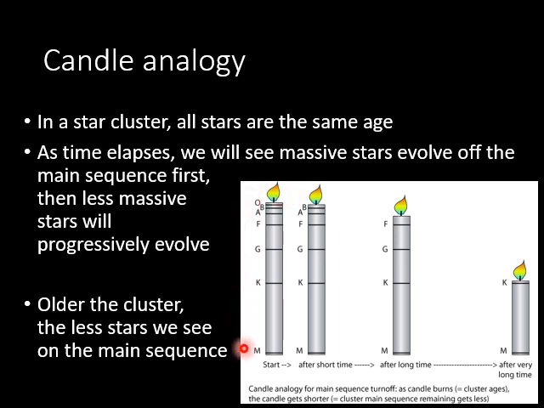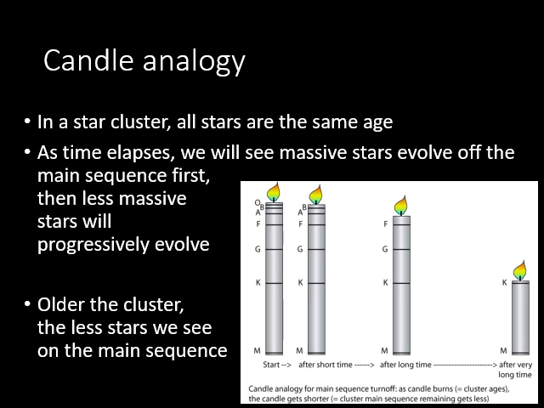So originally I have all the stars, the big ones and the small ones. As the candle burns, I start to lose the biggest stars. And as time goes by, more and more large stars disappear. They move over into the giant or supergiant range. And after a very long time, the only thing that's left on the candle are the lowest mass stars, the K and the M type stars. So as time goes by, the only stars that are going to be left on the main sequence are the stars that are lower mass, that take a lot longer to evolve, the ones that have a longer lifetime.